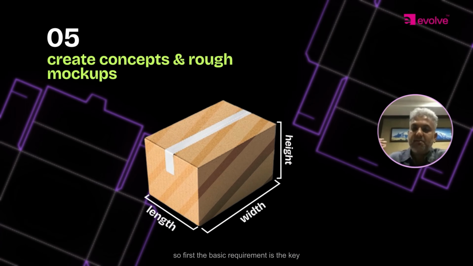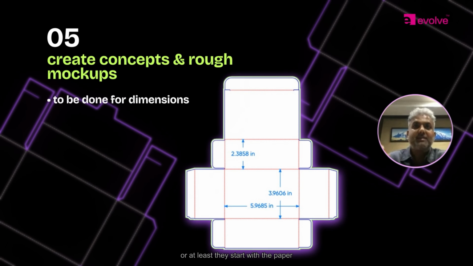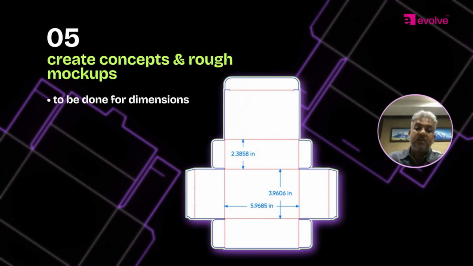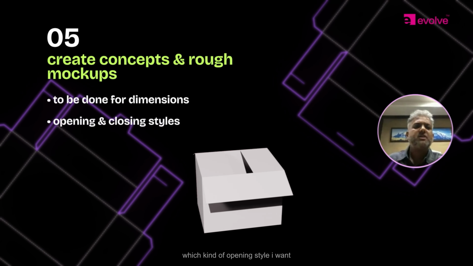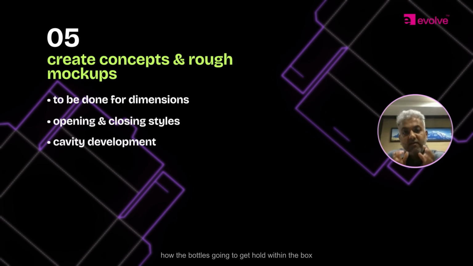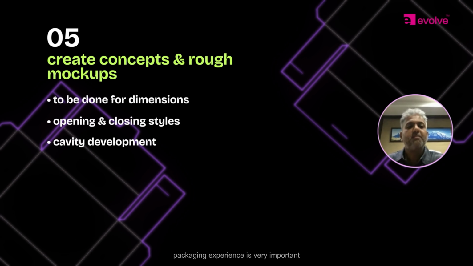First the basic requirement is developing the key line point, or at least they start with paper, where they try to put all the products the way they want to put them. They at least start with one A4 sheet to decide which kind of opening style I want to take, and how the bottle is going to be held within the box, because bottles cannot move. The packaging experience is very important.